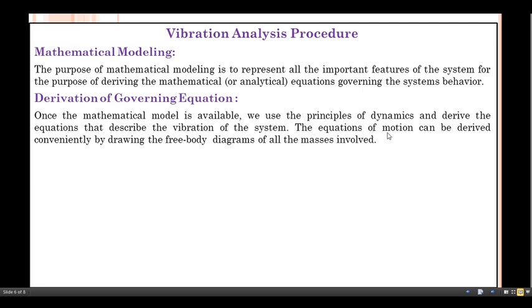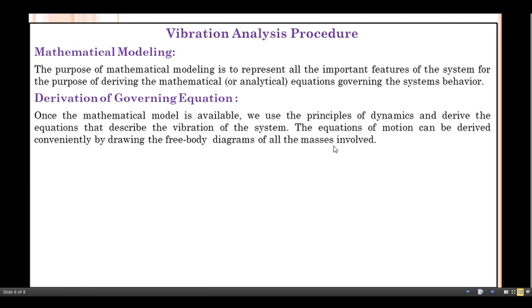The equations of motion can be derived conveniently by drawing the free body diagrams of all the masses involved. Okay, so we know different methods are there for the formulation of differential equations. The method based upon the free body diagram can be divided into two different types. First one is based upon Newton's second law of motion, and second one is based upon D'Alembert's principle.